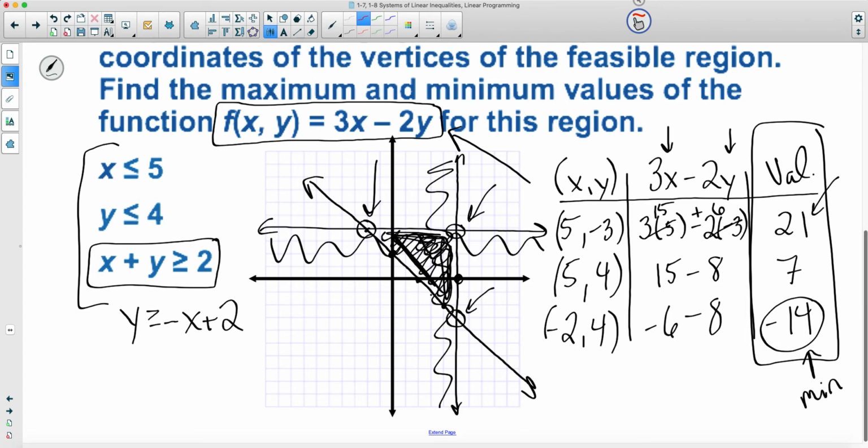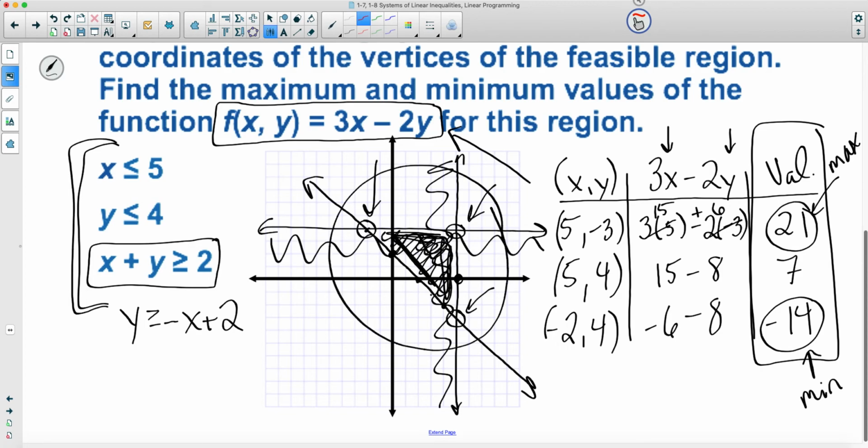Biggest number here, that's the maximum. And that's it. Okay? So it takes quite a bit of steps to get through here. So just kind of repeat the steps here. Graph my inequalities. Pay attention to where my vertices are when I graph them. Then I take those vertices, plug them into this equation, and find the biggest and smallest numbers. That is how we do these in a nutshell.